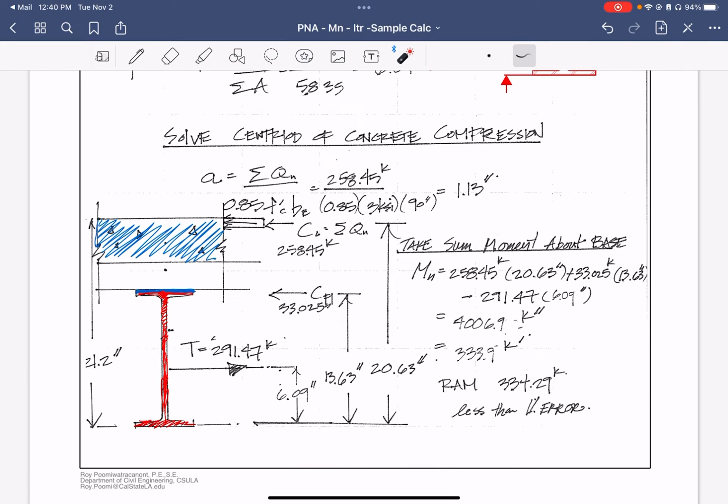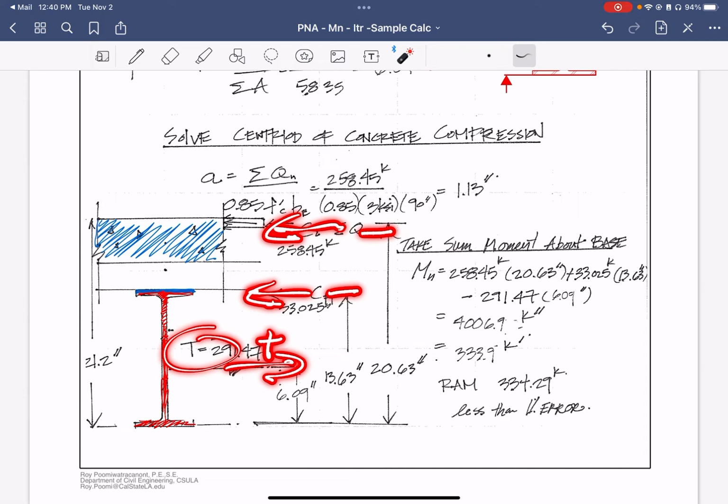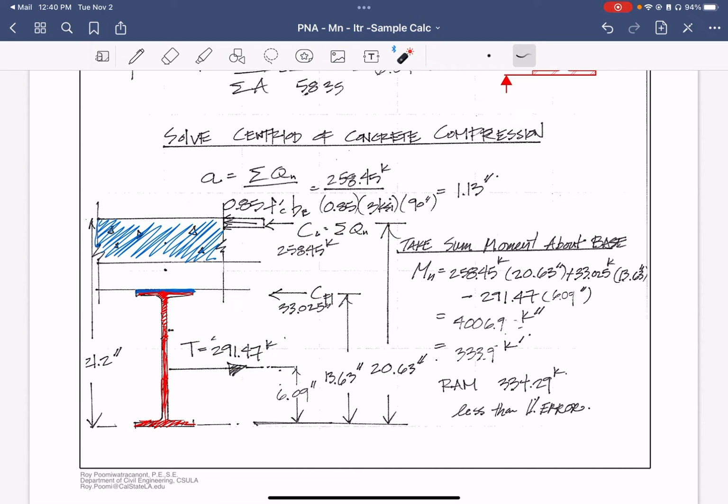So here's your distance, here's your distance, here's your distance. Well, tension's going this way, compression's going this way, compression's going this way. So if we say this is positive, this is negative and negative, or vice versa, it really doesn't matter. At the end of the day, what you find out is that your moment capacity is 333.9 kip-foot, and that matches the amount that RAM gets within less than 1% of error. And obviously, you apply the phi factor on top of that afterwards.